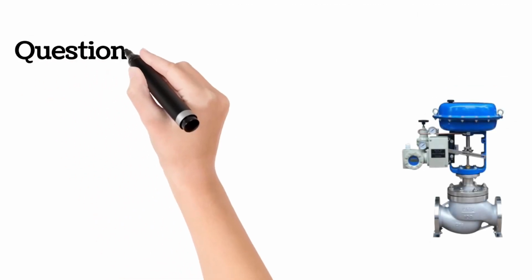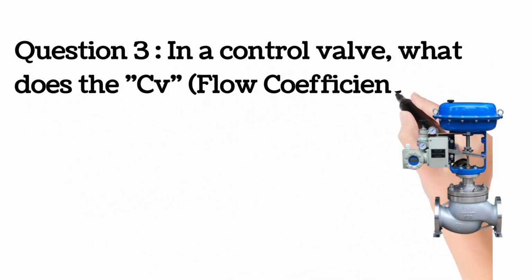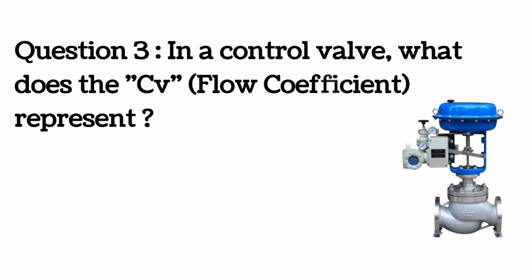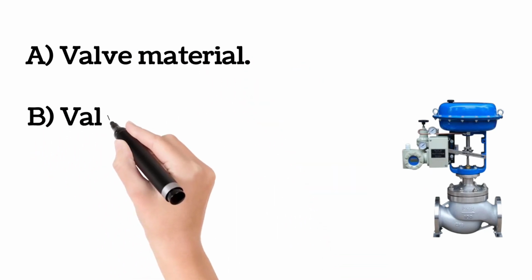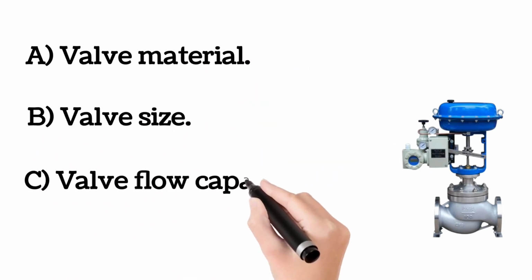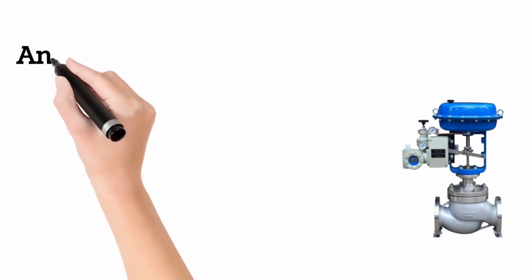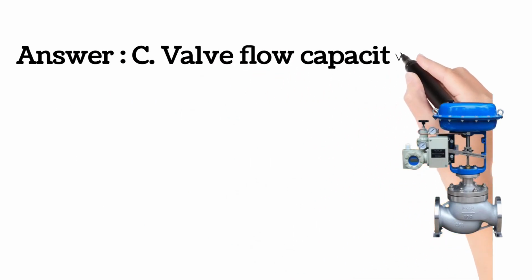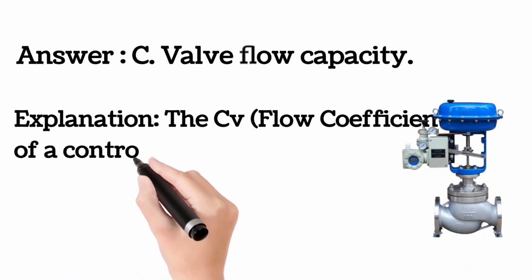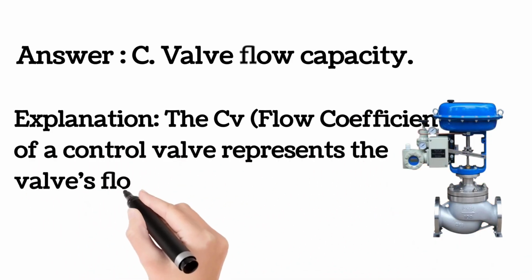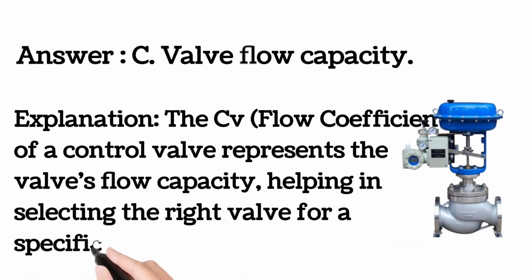Question 3 is, in a control valve, what does the CV or flow coefficient represent? A. Valve material. B. Valve size. C. Valve flow capacity. D. Valve trim type. Answer is C. Valve flow capacity. Explanation: the CV or flow coefficient of a control valve represents the valve's flow capacity, helping in selecting the right valve for a specific application.